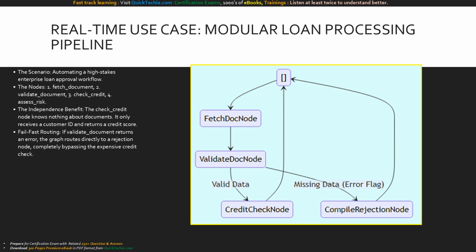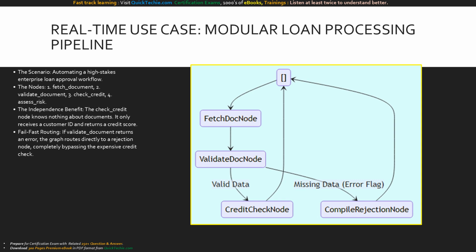This independence allows for fail-fast routing. If the validate document node detects missing income data, it returns an error flag. Our graph's conditional edge sees this flag and instantly routes to a rejection node. We gracefully halt the process without ever firing the expensive credit check API. This is how you build efficient, cost-effective enterprise AI.